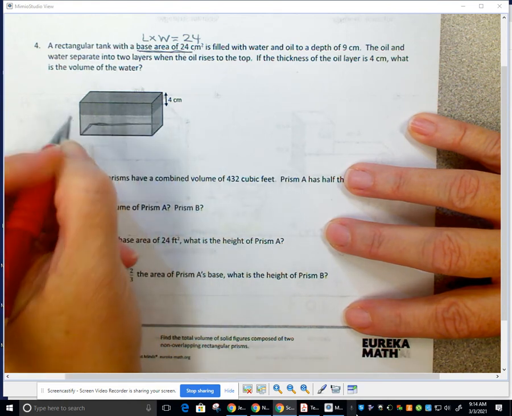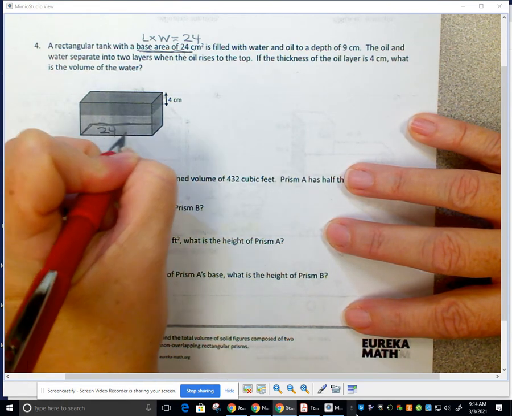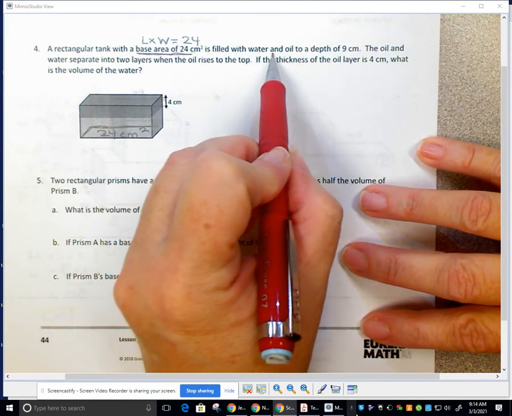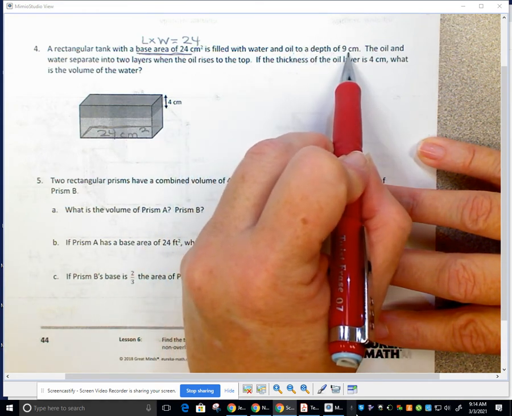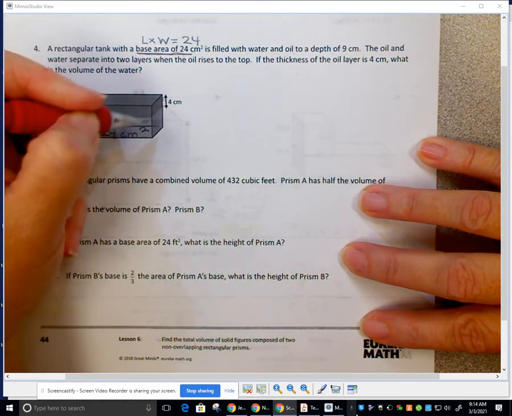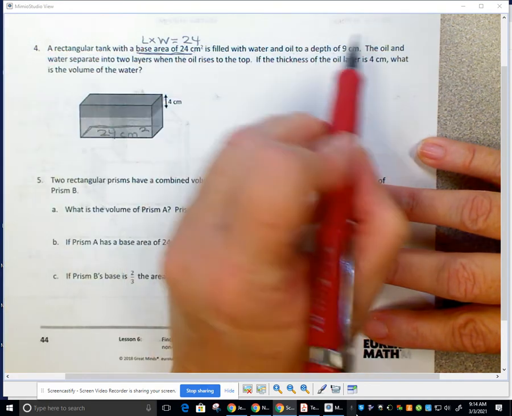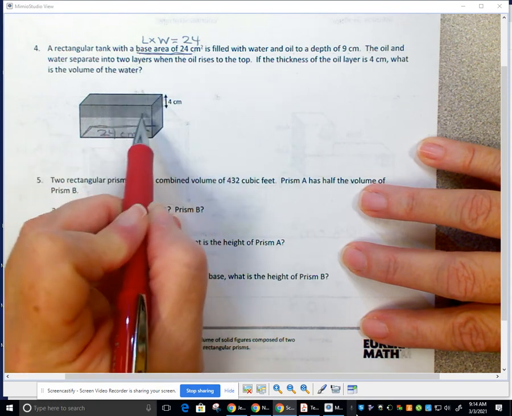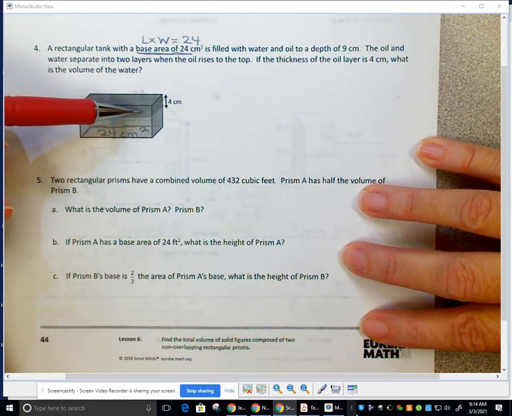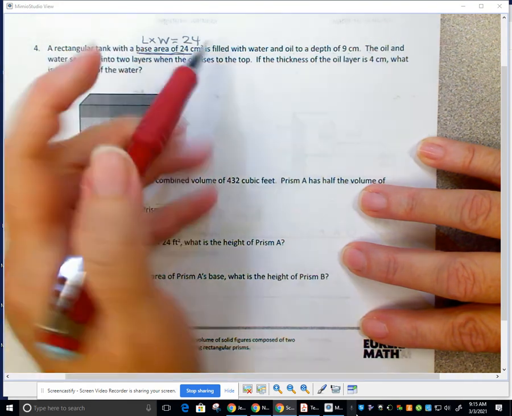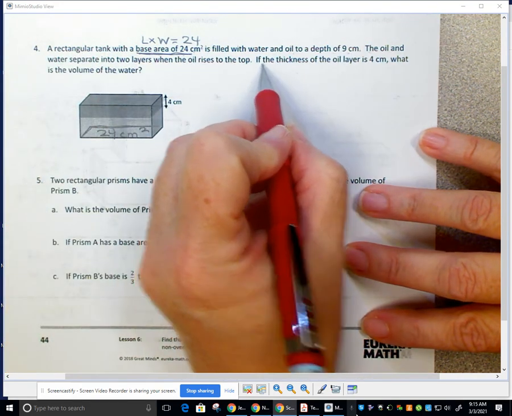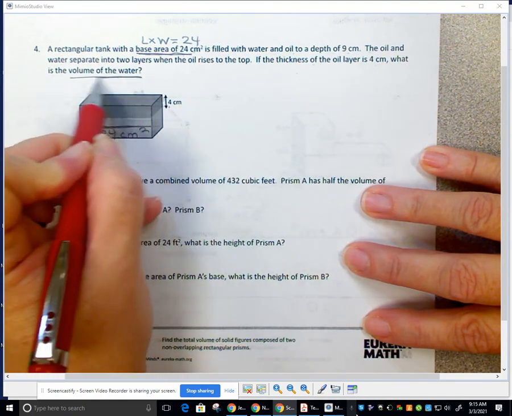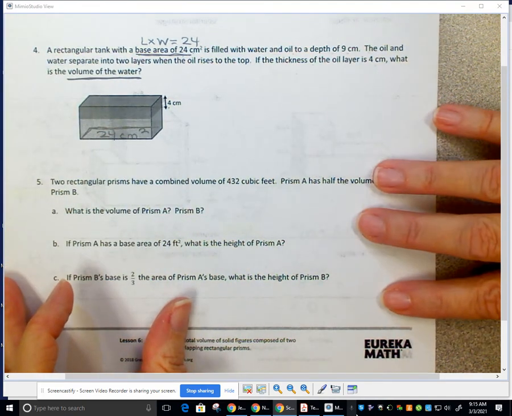Okay. I'll label that. They're saying that's 24 square centimeters. It is filled with water and oil to a depth of 9 centimeters. That means it's 9 from the bottom to the top. The oil and water separate into 2 layers. Here we can see the oil and the water. The oil rises to the top. If the thickness of the oil layer is 4 centimeters, what is the volume of the water? So I only want the volume of the water.